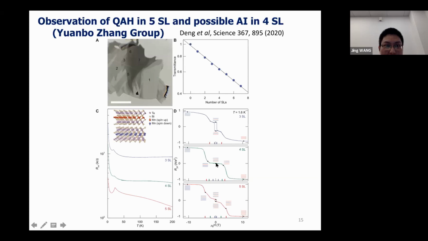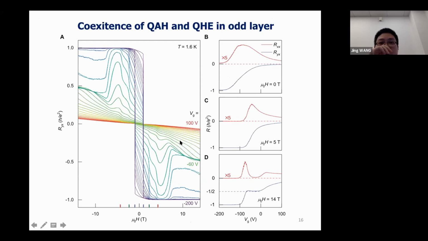Also in this system, because this is a pristine material, it has a good sample quality, so you can tune the gate voltage. This is the quantum Hall state, also at zero field. But when you apply a gate voltage, shifting to electron doping, and also apply an external magnetic field, you will see the system go to a half-quantized state, namely where the Hall resistance is h over 2e squared. This is basically a coexistence of quantum Hall and quantum anomalous Hall states in all the layers.